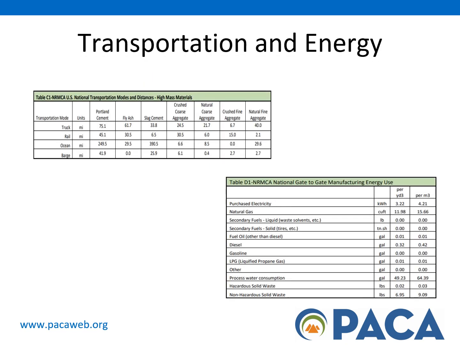The report then shows the weighted average transportation mode and distance for high mass materials. While truck transportation is the dominant mode, a number of raw materials and intermediate product inputs arrive via more than one mode, such as barge or rail.